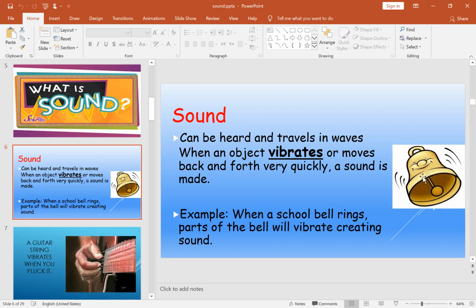For example, this bell, when you hit it, its body makes a vibration. This vibration travels through the air in the form of waves and reaches your ears and causes the hearing.